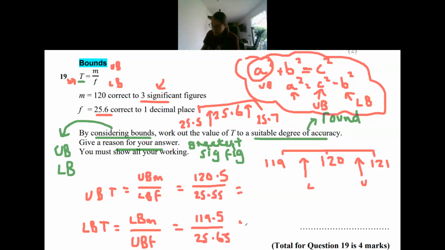Chuck those in your calculator, so 120.5 divided by 25.55. We want to write down all decimal places for our bounds. So if they don't say round to a suitable degree of accuracy, and it's a bounds question, you write all decimal places out. Then my lower bound, 119.5 divided by 25.65.